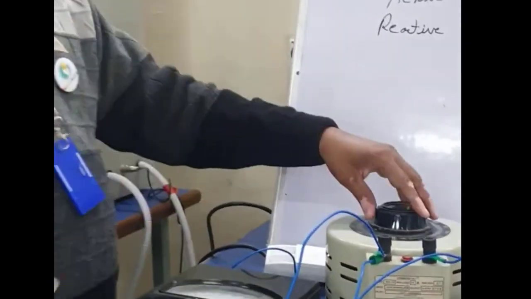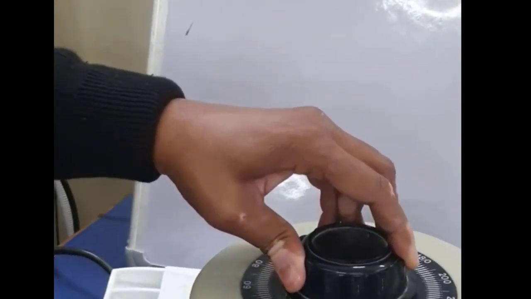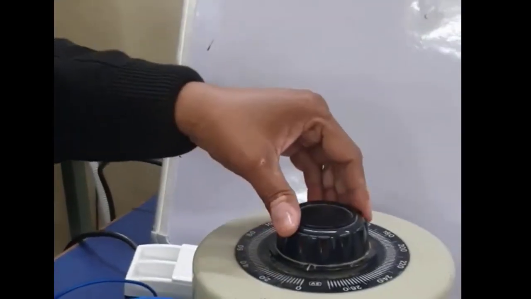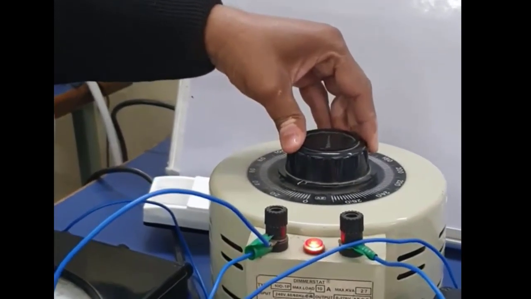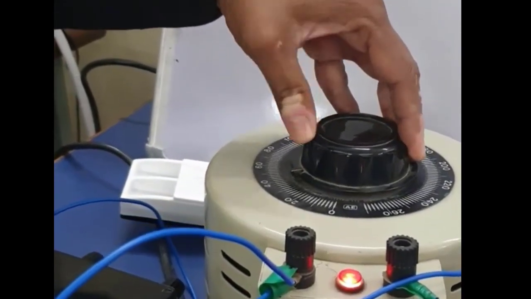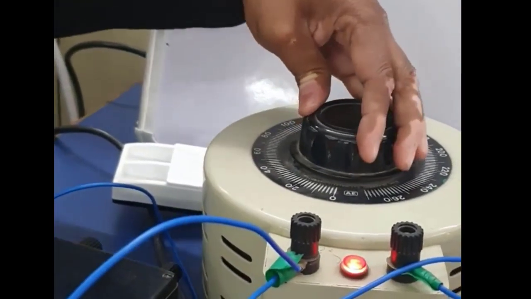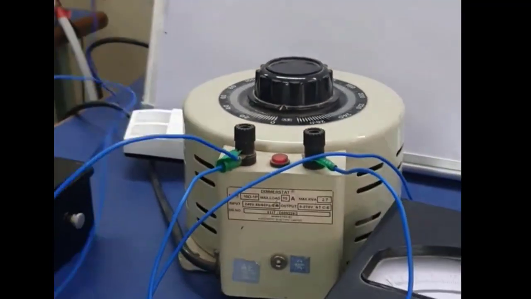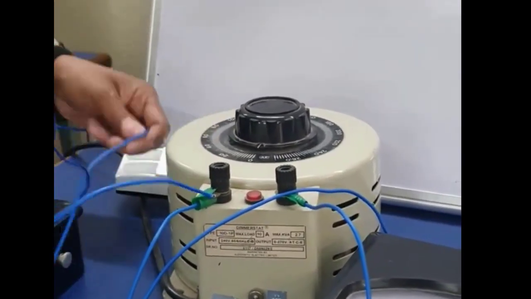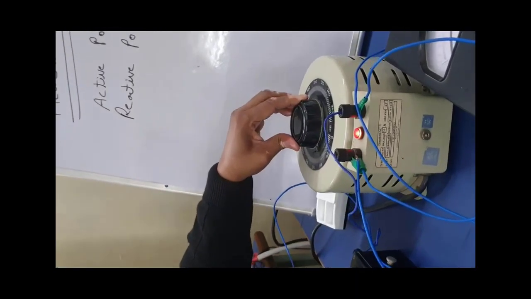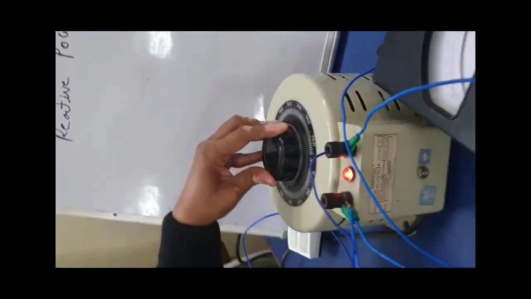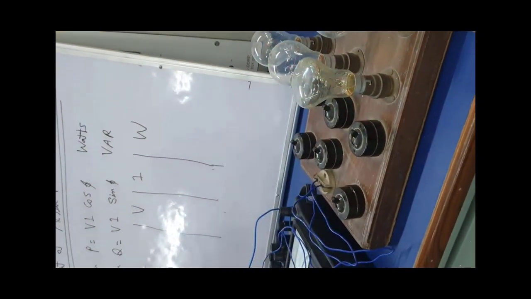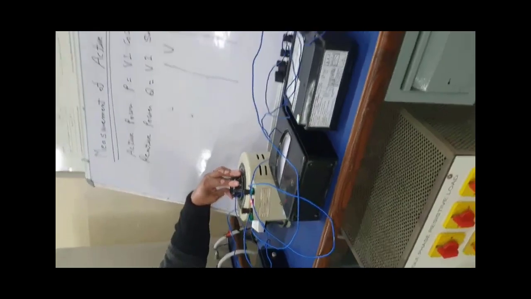The auto transformer, you have to keep at 0 position. This is the main precaution when we connect the switch on. So we switch on the supply and gradually increase the voltage. Gradually increase the voltage, and first of all set any value.